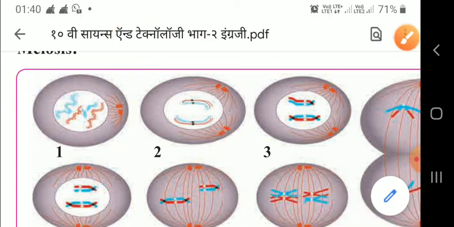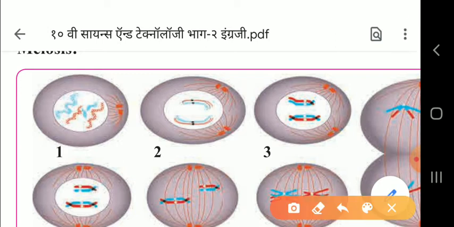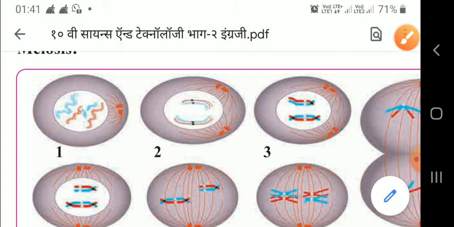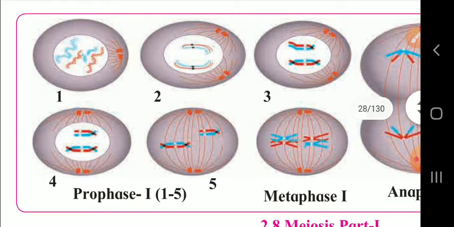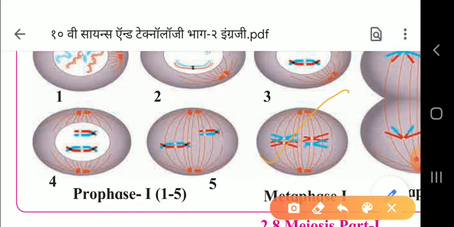So we can see here the spindle formation also took place. Now children, now we will see, this is all about the diagram. Here this is metaphase 1. Why are we calling it metaphase? Because all the chromosomes are getting collected at the medium or at the middle of the cell. That is why it is called the metaphase.